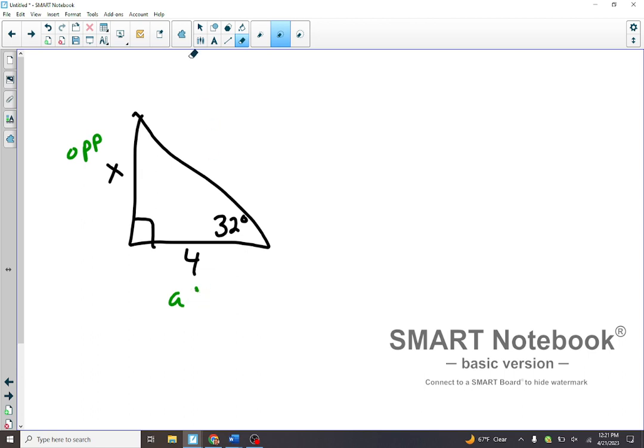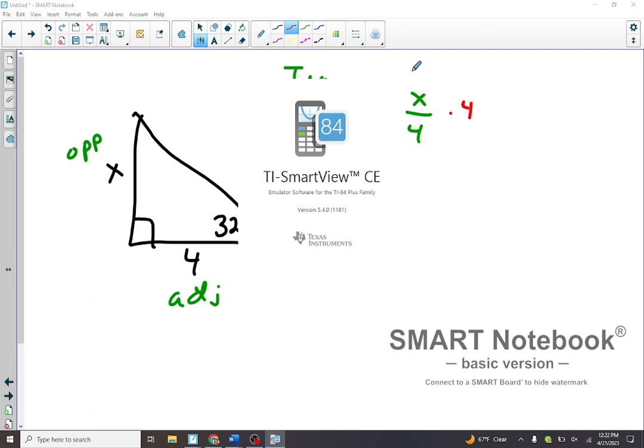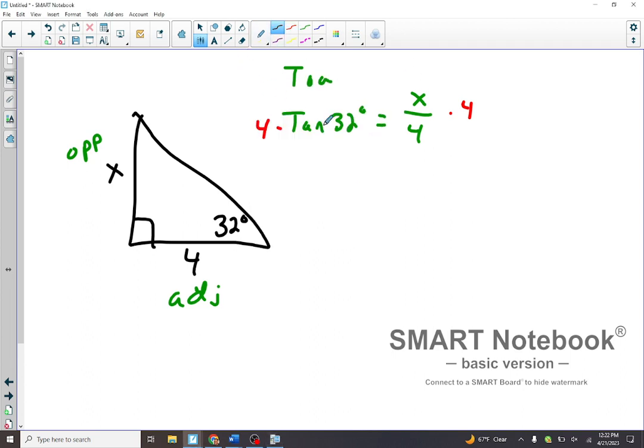So then you're going to say, opposite adjacent, that must be TOA. So that's tangent. So tangent of 32 degrees, the angle goes inside the tangent, equals opposite, x, over adjacent, in this case 4. So then I'm going to multiply 4 on both sides. Type into my calculator. In this case, since you put degrees in the tangent, your mode should be in degrees. Otherwise, you're going to get the wrong answer.